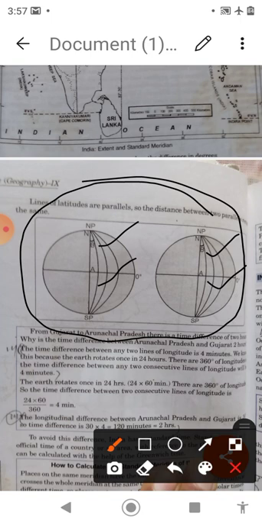So one question is very important here. Why is the north-south extent of India larger than its east-west extent, even though the country's latitudinal and longitudinal extent in degrees is of the same value? Not absolutely, but approximately, the latitudinal and longitudinal extents are almost the same.